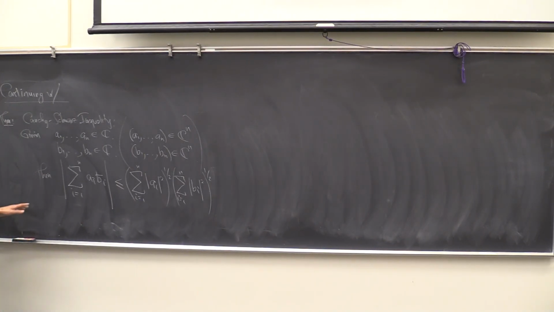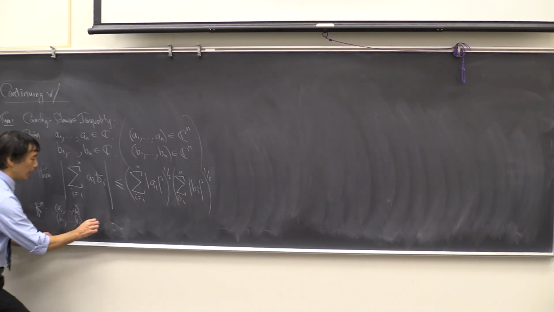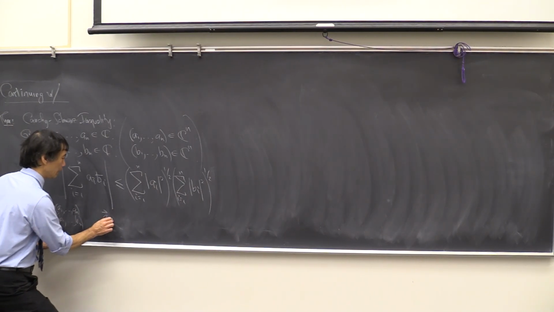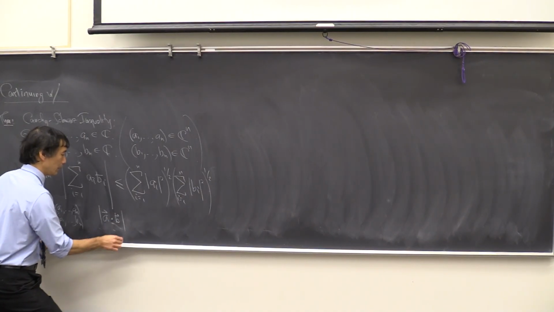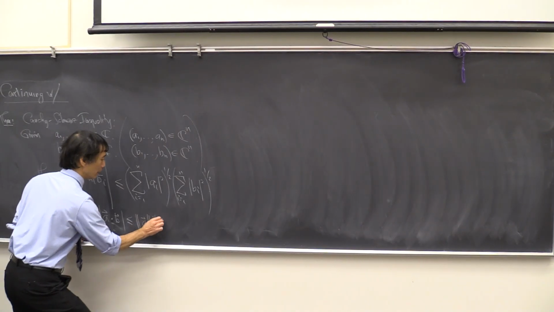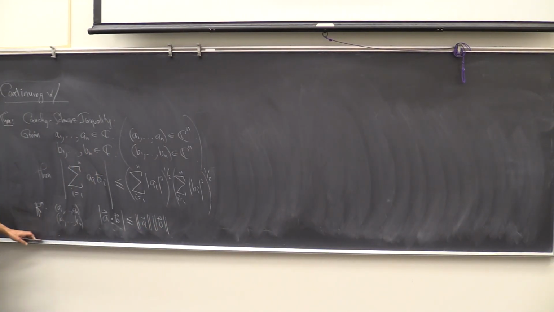I can say that this is analogous to the real case. In Rn, in Euclidean space, you have two vectors, a1 through an, and b1 through bn. And then you take the dot product, A dot B, and that's controlled by the magnitude of one vector times the magnitude of the other vector. That's the Cauchy-Schwarz inequality. And that's exactly the same thing here. Exactly, literally.